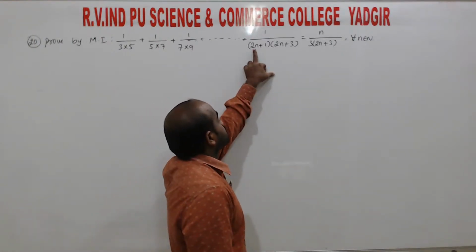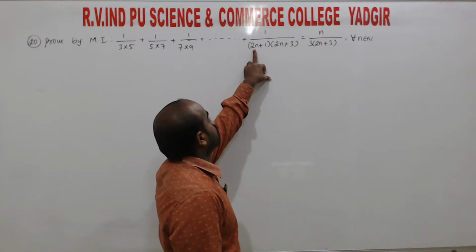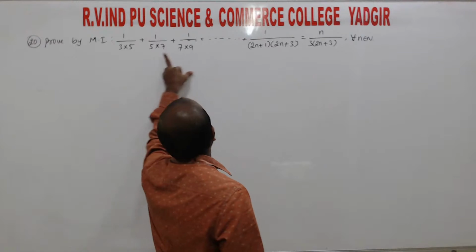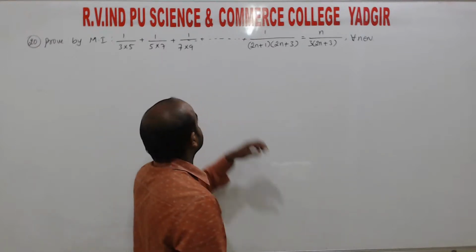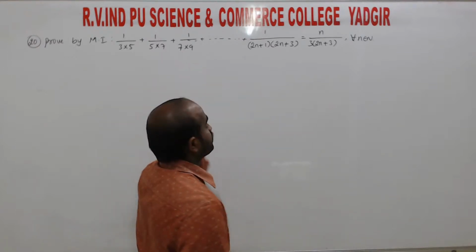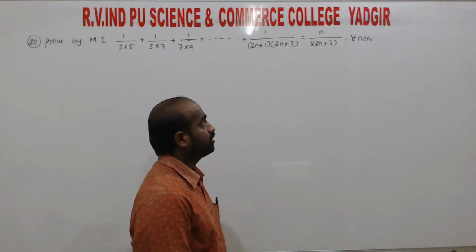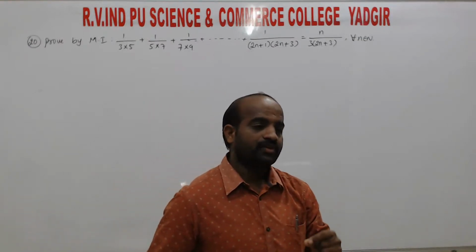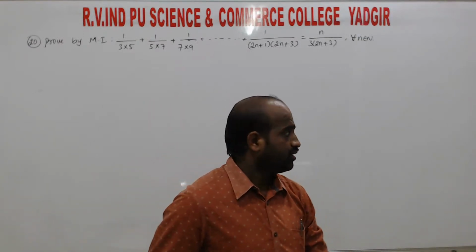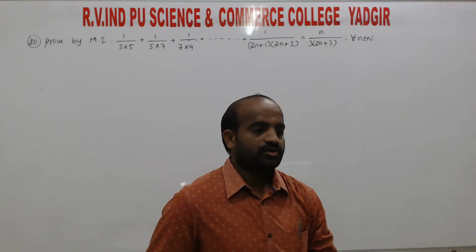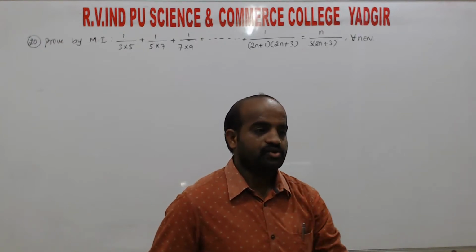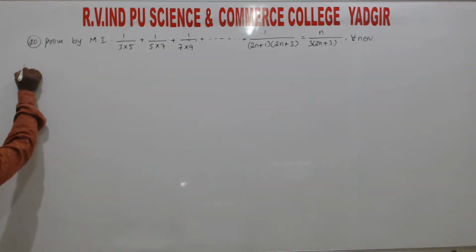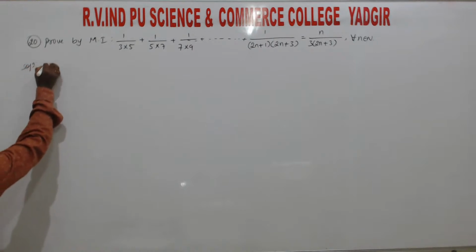Next, for n = 2, 2×2+1 is 5 and 2×2+3 is 7, the second term. The third term, n = 3, we will get 1/(7×9). Then prove by mathematical induction: verify the statement P(n) for n = 1, and P(m+1) is true whenever P(m) is true. First you have to write the given statement P(n).